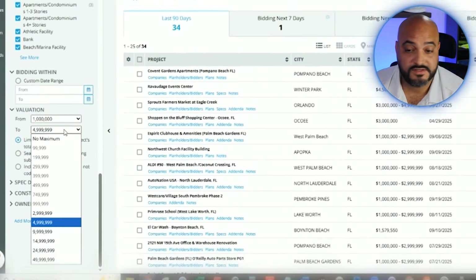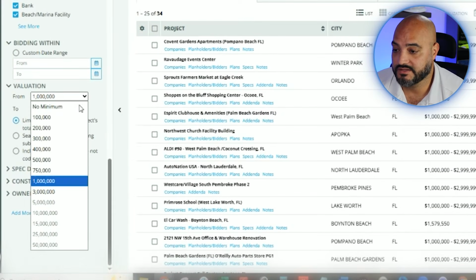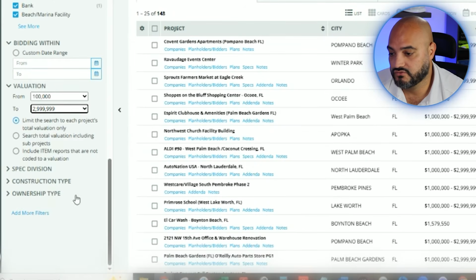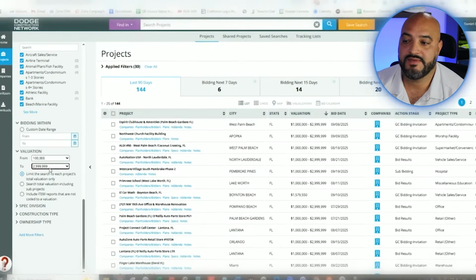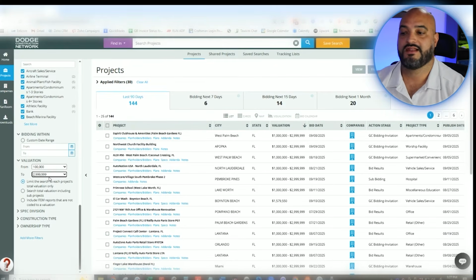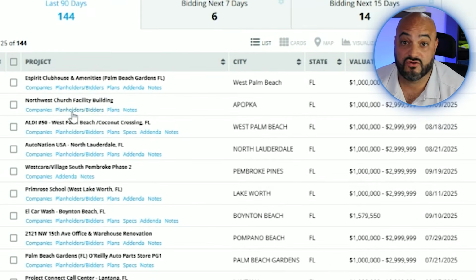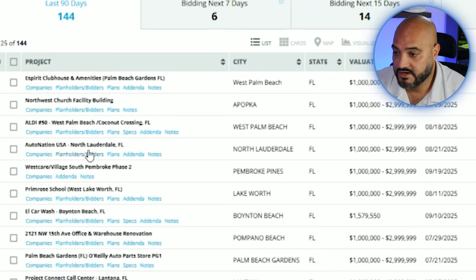If I'm a sub, let's say I want to do tenant build outs, right? I'm going to put 0, 100,000 to 3 million. That means the biggest job here for a sub will likely be about $200,000 to $300,000. Here we've got an amenities clubhouse. That's a great job. Here we have a church facility, an Aldi's, an AutoNation. These are great. So here's a little bit of a strategy.